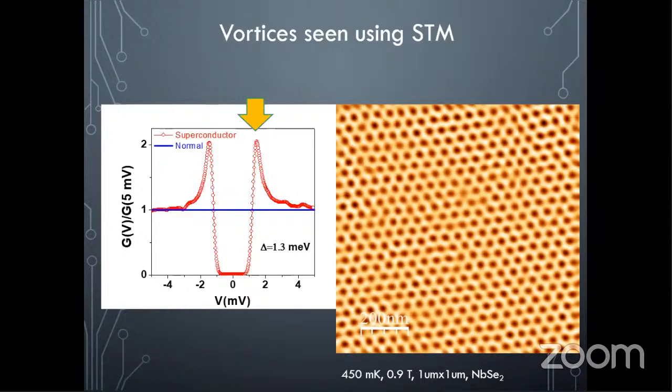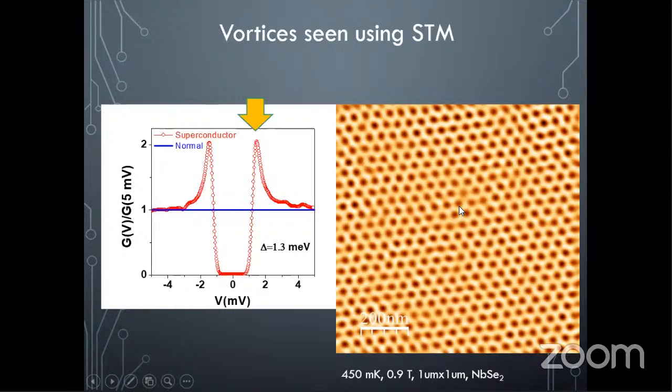Now we can fix our bias at this value. Suppose this is about 1.3 millivolt. We can fix at this value, and then we measure the differential conductance over the full surface of our sample. Just differential conductance at a fixed bias.